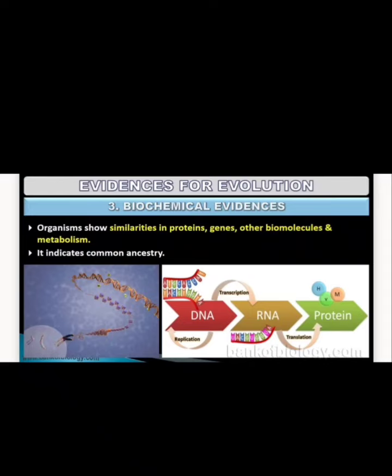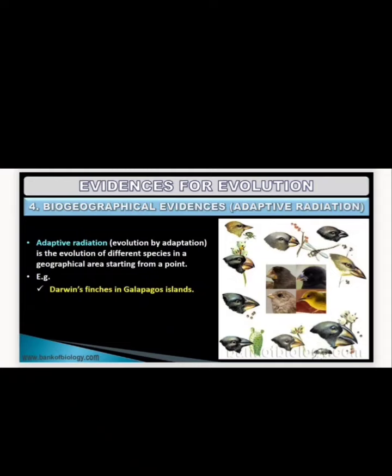Okay, so by studying the DNA, RNA, proteins, the genes and other biomolecules, we can know how organisms are related to each other. It also indicates the common ancestry: who the common ancestor was and how we evolved. Next is biogeographical evidence, which is very important.